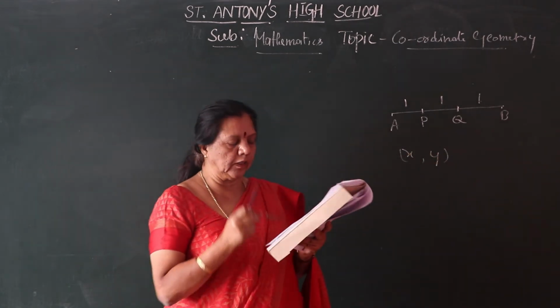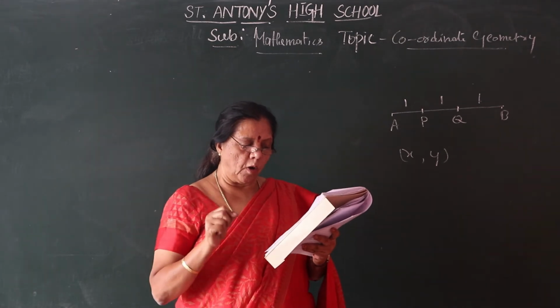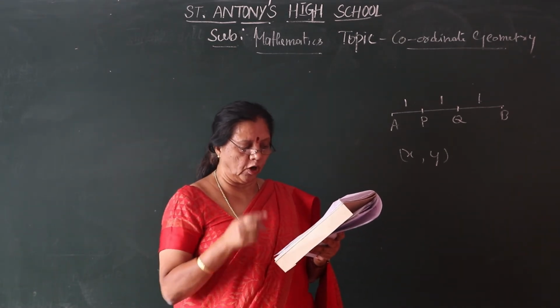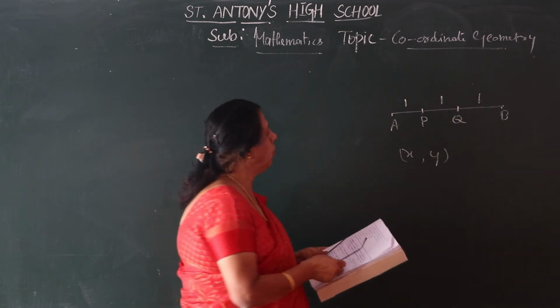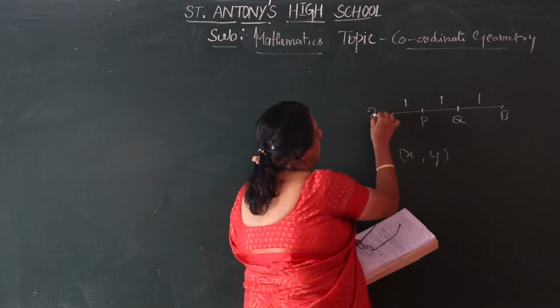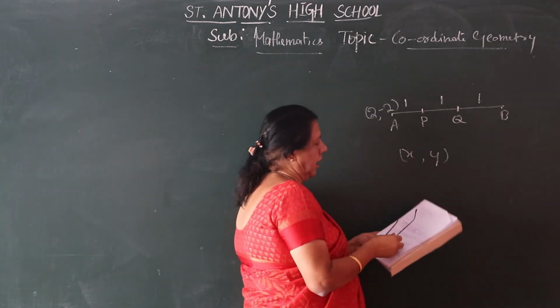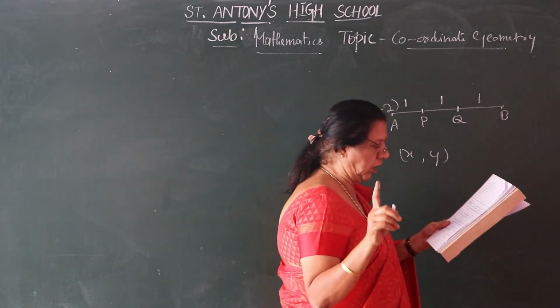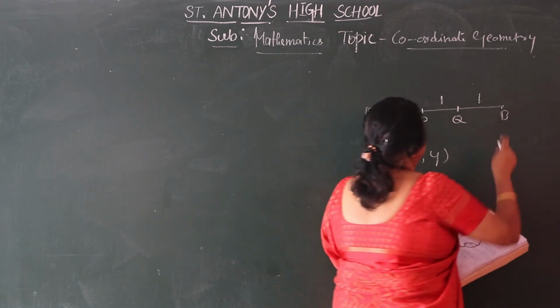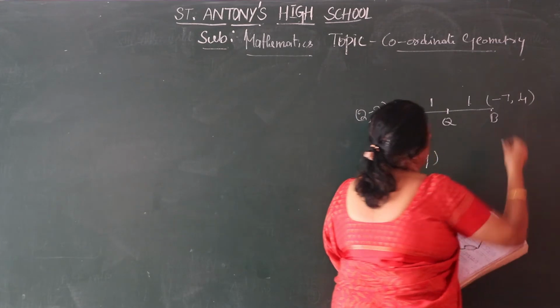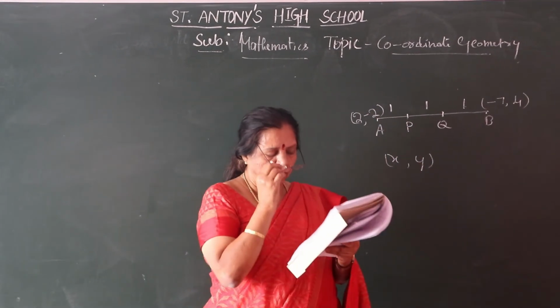So further, go through the example. Points dividing in 3 equal parts the line segment joining the two points. Which are the points? A is (2, -2). So what is B? What is B, children? B is (-7, 4). Minus 7, comma 4.